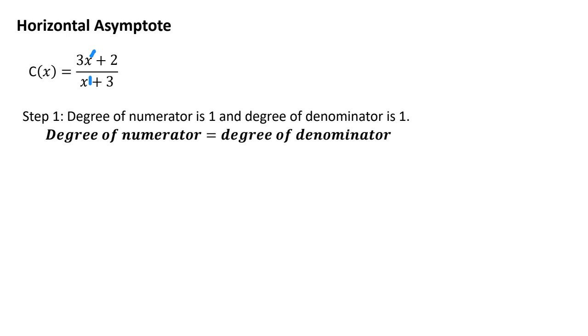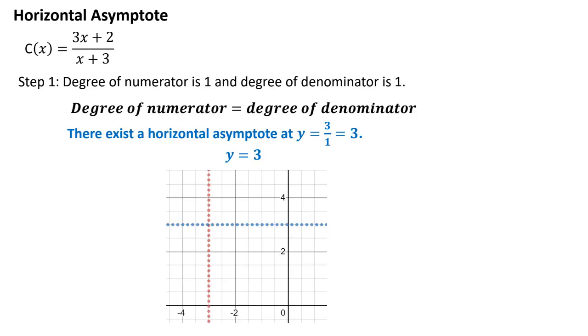And when we have this situation where the degree of the numerator is equal to the degree of the denominator, we're going to have a ratio for our horizontal asymptote. The horizontal asymptote is given by the leading coefficient of the numerator divided by the leading coefficient of the denominator. So the leading coefficient of my numerator is 3. The leading coefficient of my denominator is 1. So 3 divided by 1 is 3. So my horizontal asymptote is at y = 3. And again, we represent this by a horizontal dashed or dotted line. Okay.